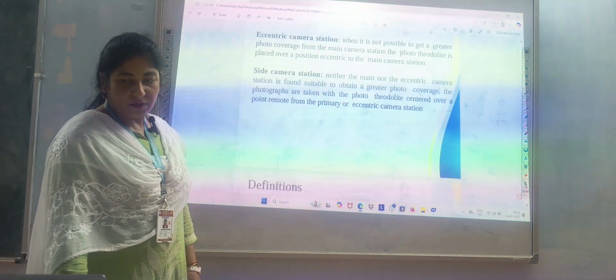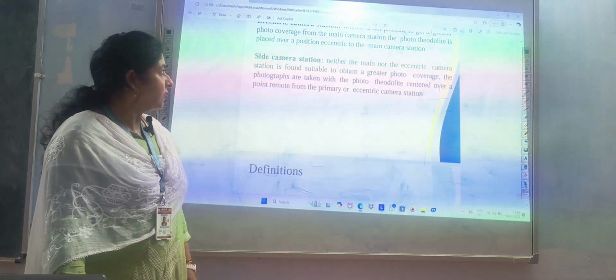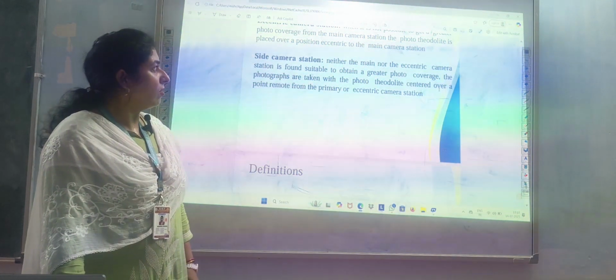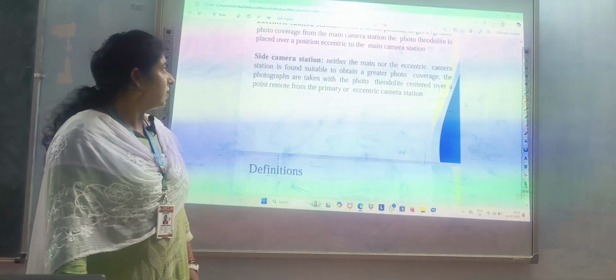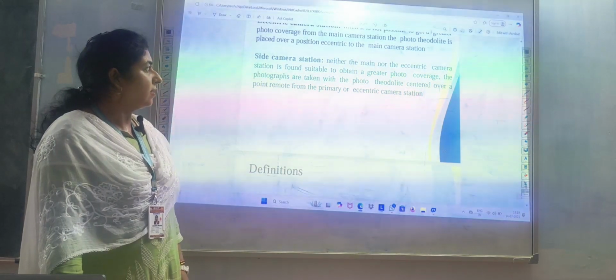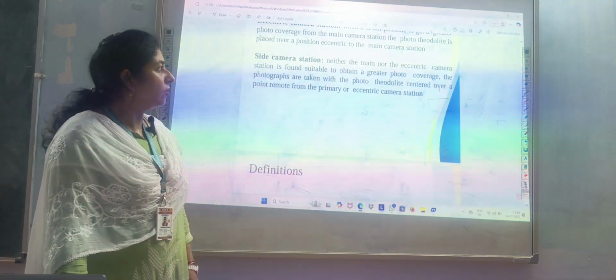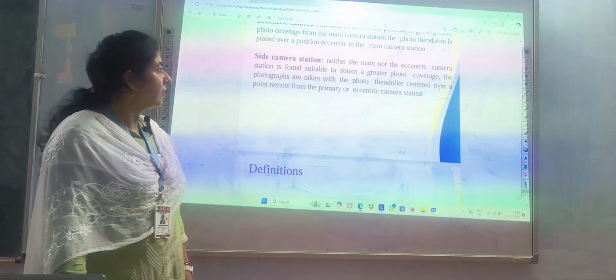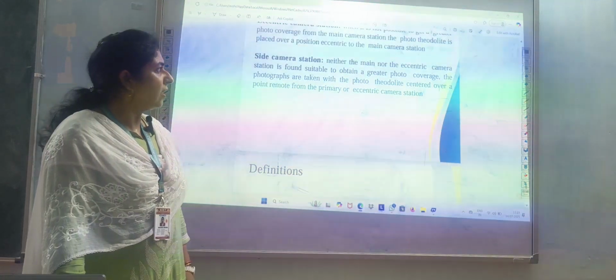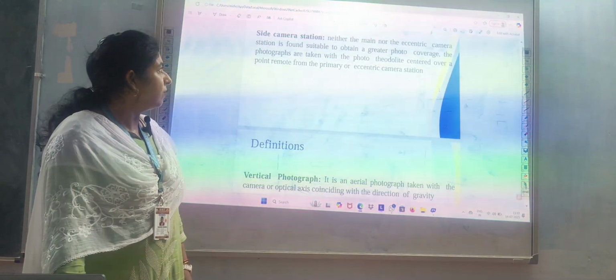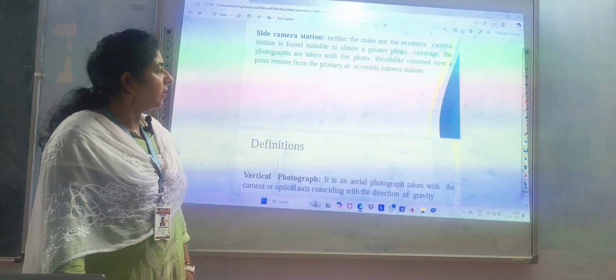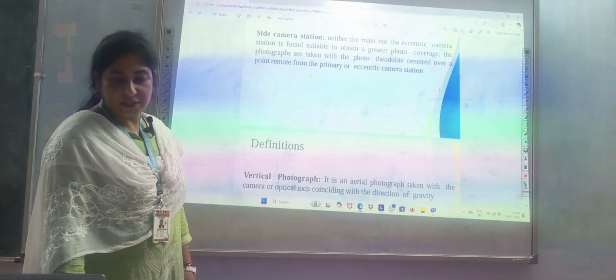Side camera station. What is the meaning of side camera station? Neither the main nor the eccentric camera station is found suitable to obtain a greater photo coverage. The photographs are taken with the photo theodolite centered over a point remote from the primary or eccentric camera station.